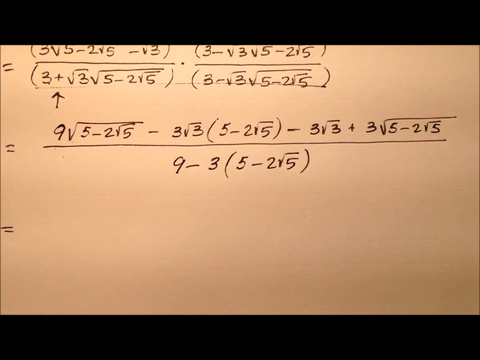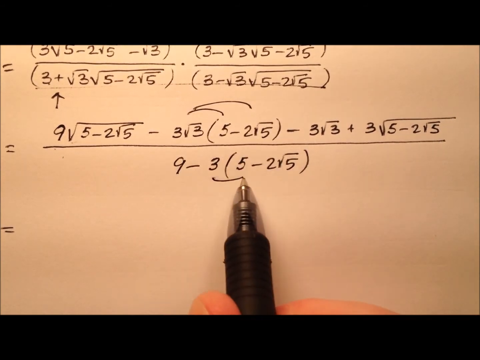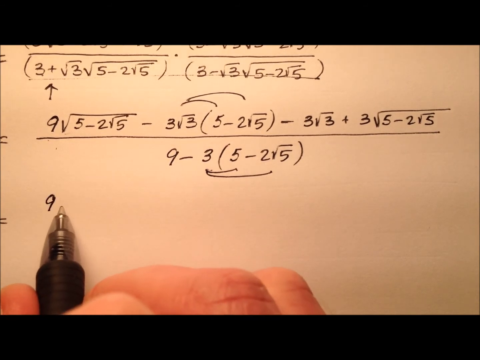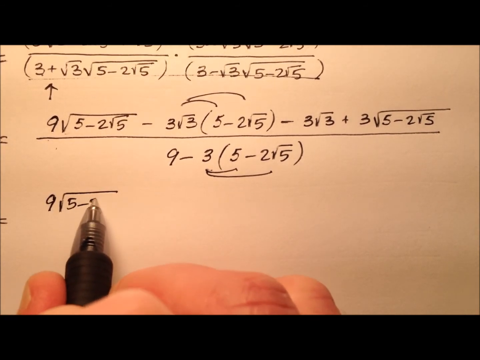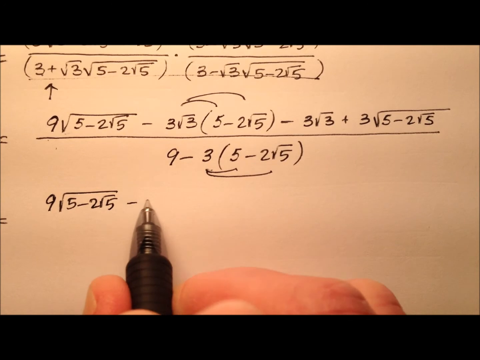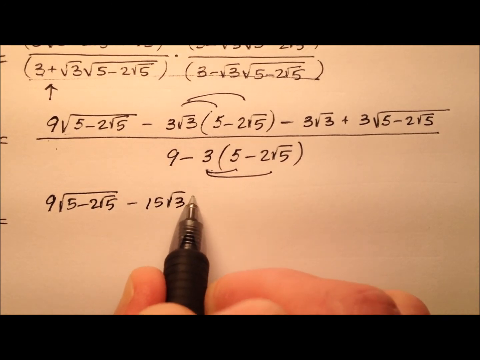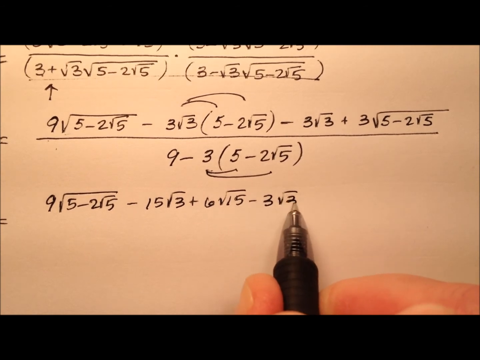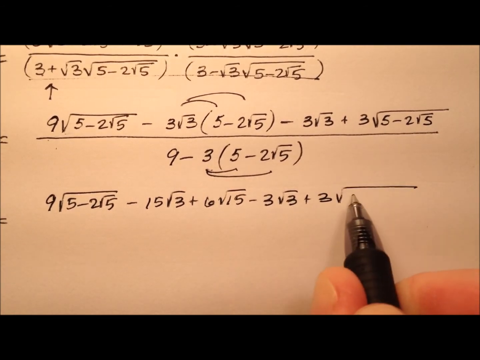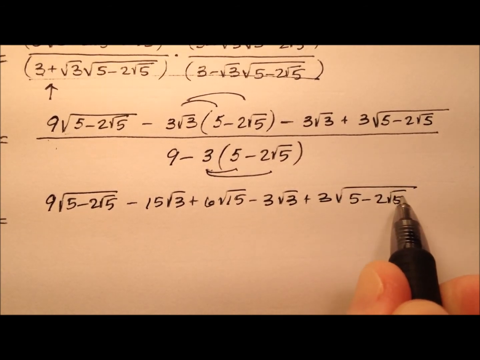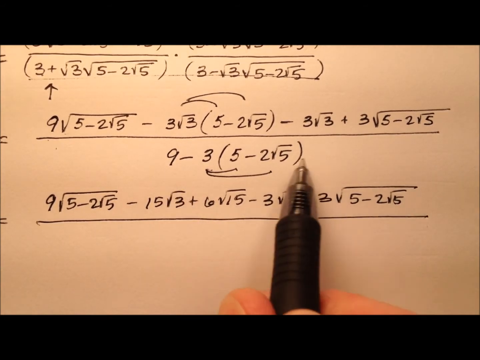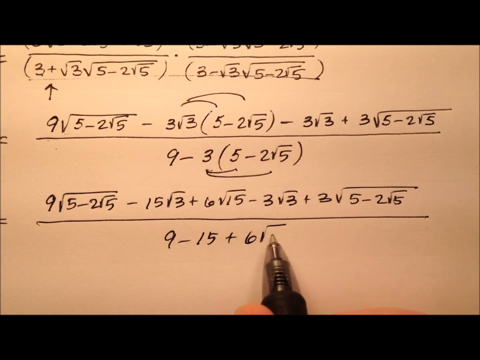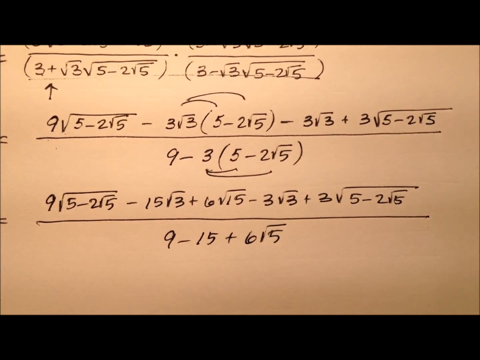So let's clean this up a bit. We'll do some distribution here and combine like terms and just see what it is that we're dealing with. All right, so minus 15 radical 3 plus 6 radical 15 minus 3 radical 3 plus 3 times that radical expression. That's our numerator, and our denominator looks like 9 minus 15 plus 6 radical 5.